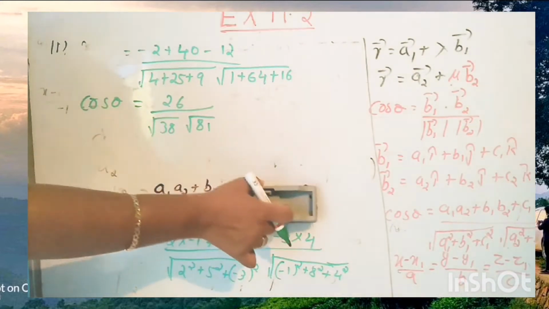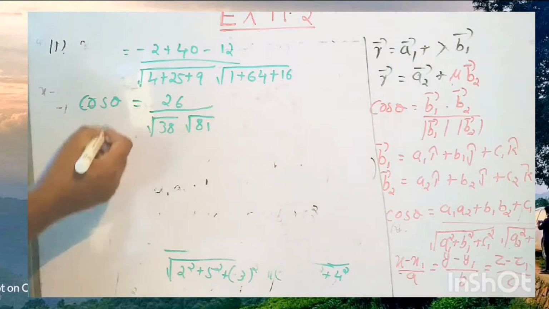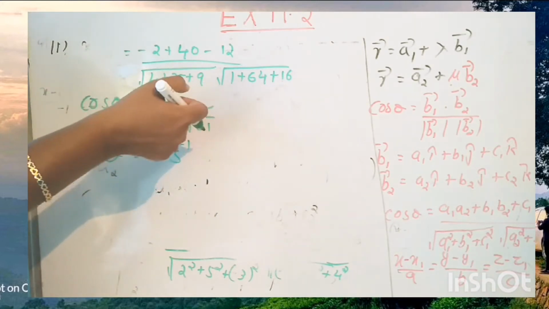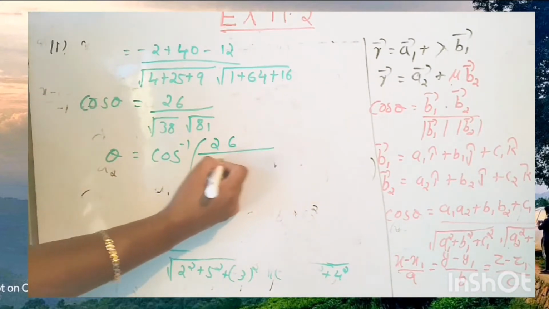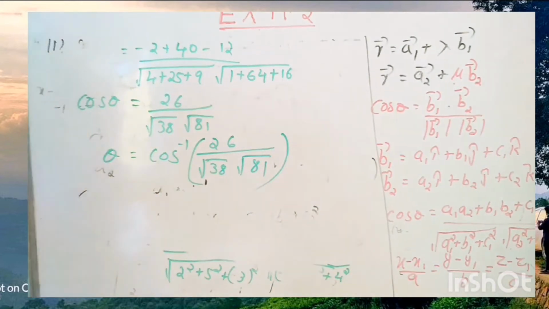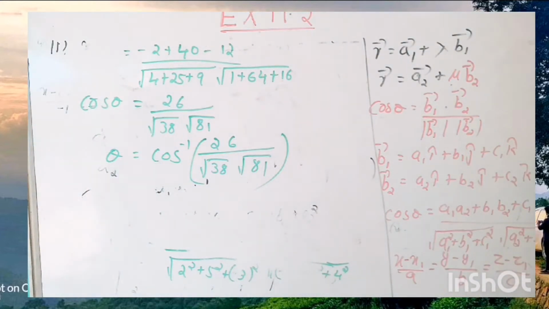We need to find the angle between the lines, that means we need to find theta. Theta is equal to cos inverse of, just take the cos to the right-hand side, cos inverse of 26 divided by square root 38 into square root 81. Now, the 12th question.